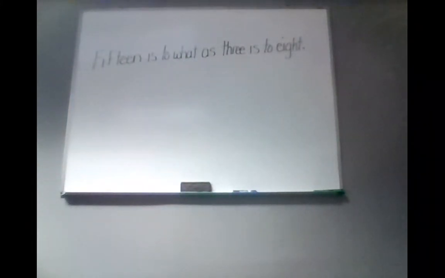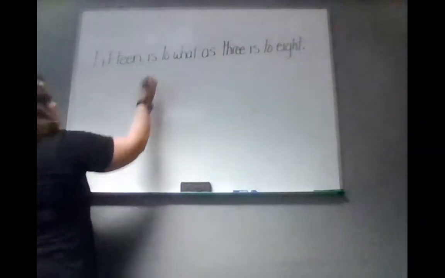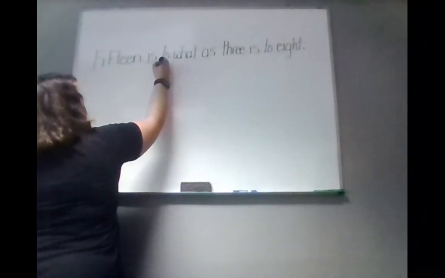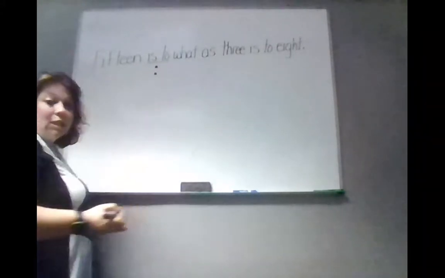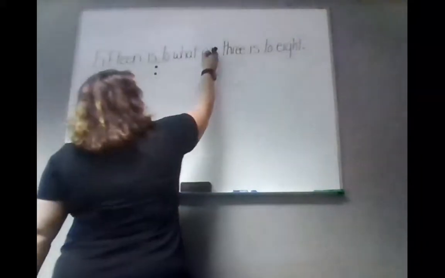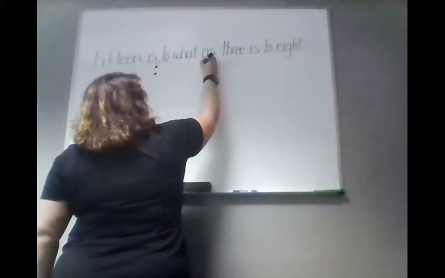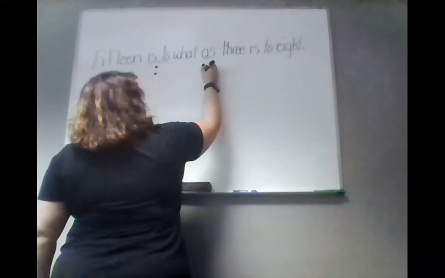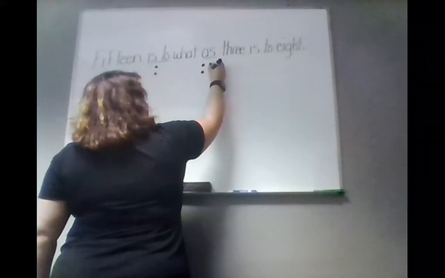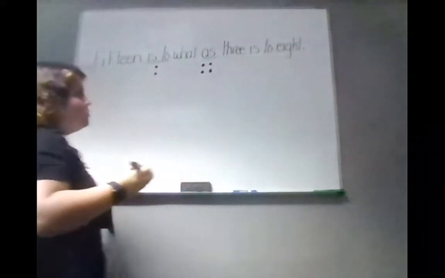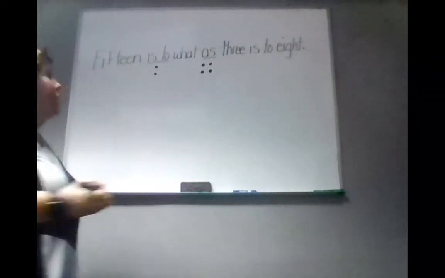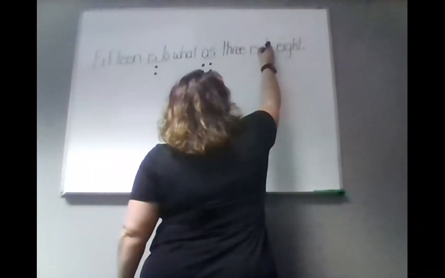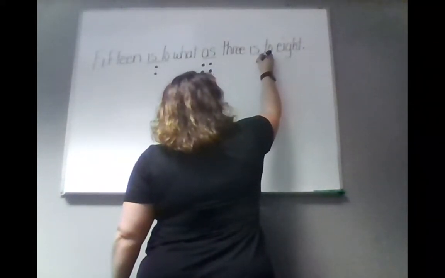15 is to what as 3 is to 8? So remember, our "is to" are our 2 dots. And remember, this thing is going to turn into dots. "As" is our 4 dots. So if you ever get a problem like this, it's really helpful to change the words into the dots first. And then we have another "is to," which is just the 2 dots.